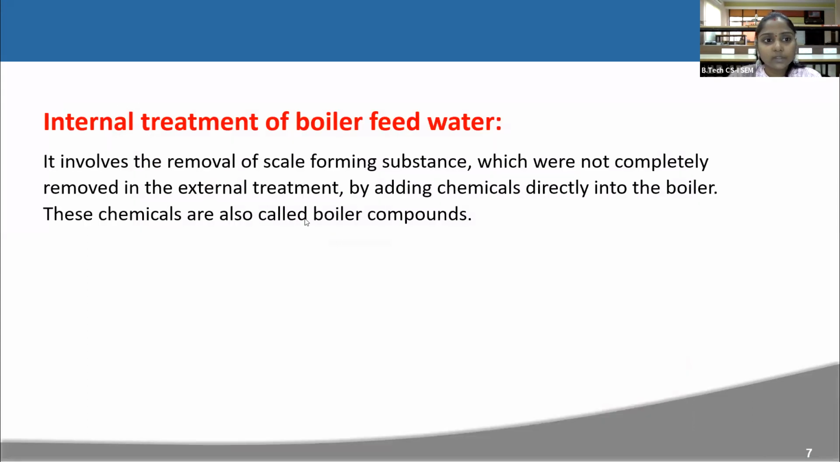Next, internal treatment of boiler feed water. Why do we have to do internal treatment of boiler feed water? If you cannot remove the impurities by using external methods, we go for internal treatment of boiler feed water. So we cannot remove them by external treatment, we can go for internal treatment only.